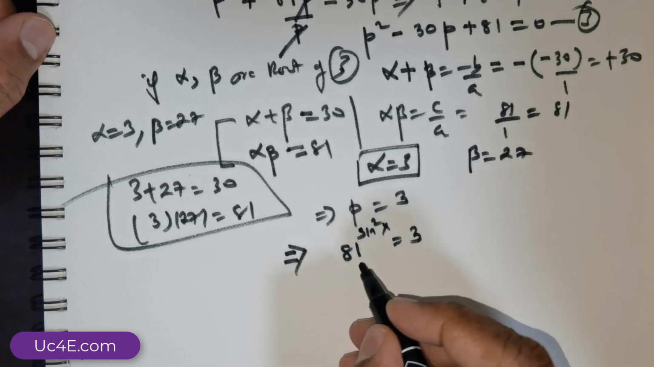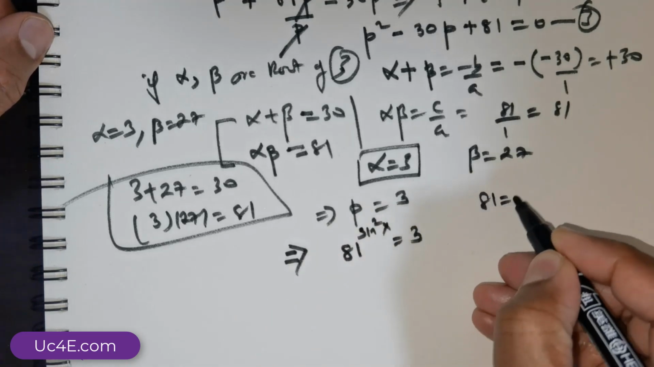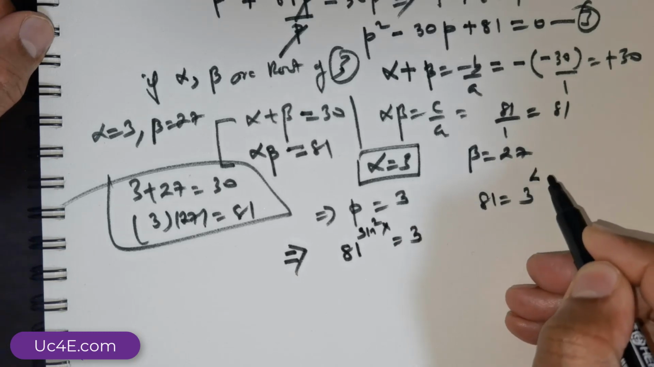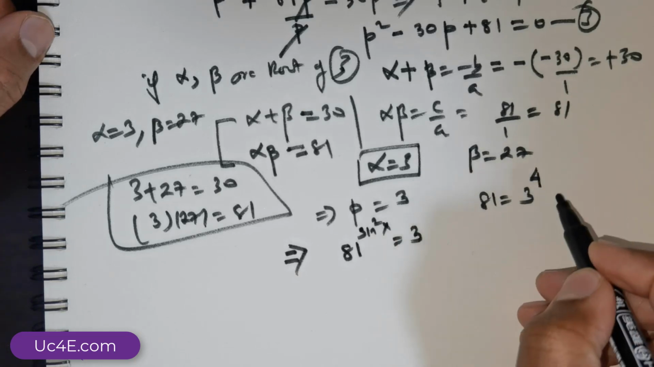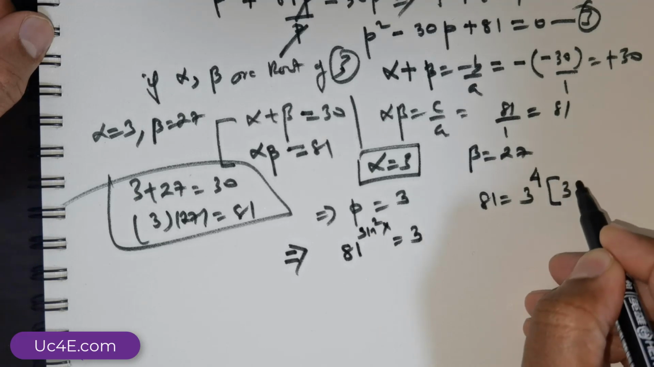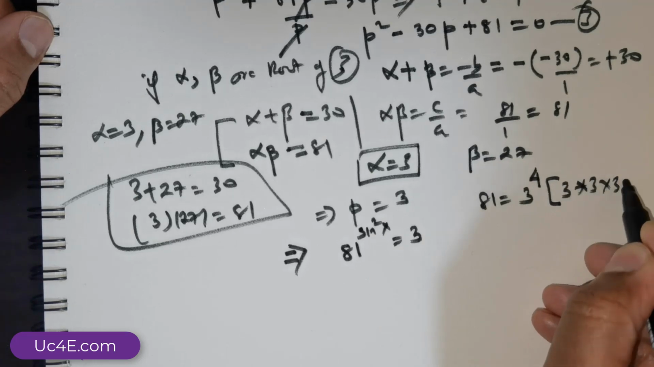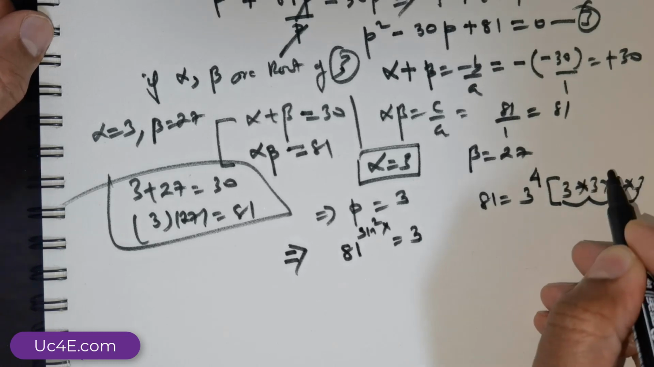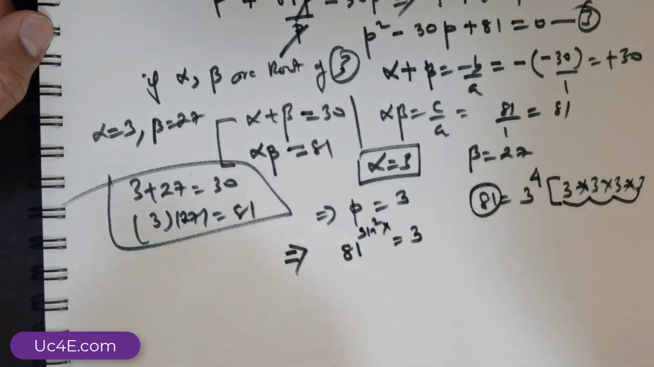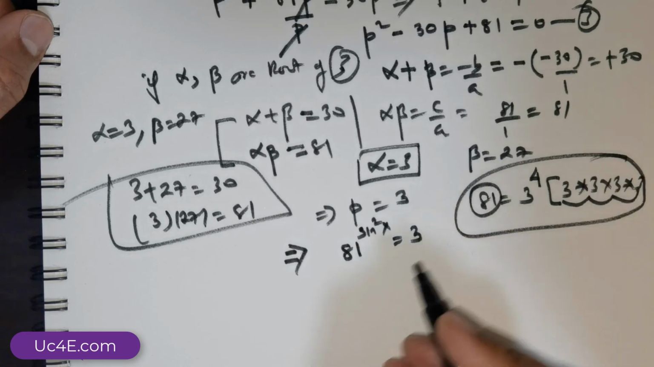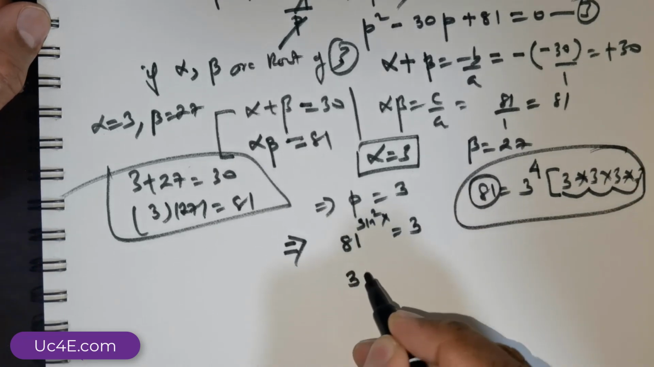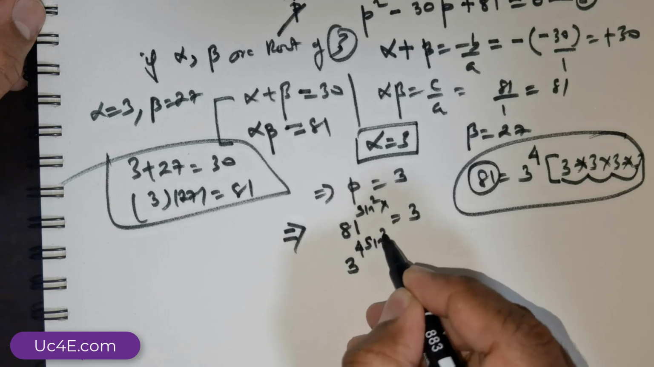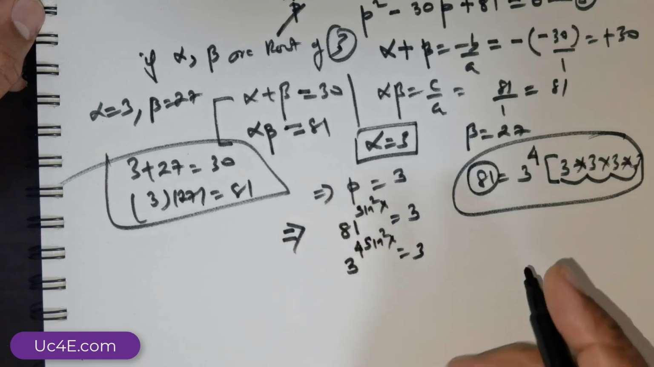Now is it possible for me to express 81 as a power of 3? 3 to the power of 4, would it be giving me 81? Let me see that. 3 multiplied with 3 multiplied with 3 multiplied with 3. 3 3s are 9, 9 3s are 27, 27 times 3 is giving me 81. So that is perfect. So let me write that down. 3 raised to the power of 4 times sine squared x is equal to 3. This is what I get.